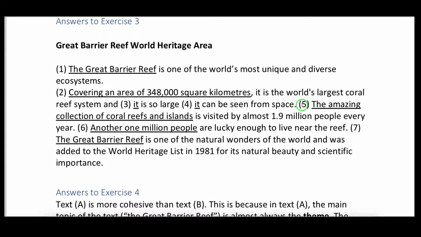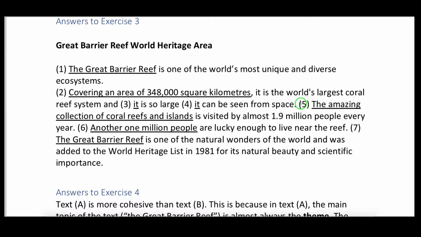In number 5, the amazing collection of coral reefs and islands, well, that's just another way of saying the Great Barrier Reef, right? So it makes sense that that is the theme of the sentence. It would be kind of strange to put that as the focus of the sentence because it's not new information. We already know this reef and we want to say something new about it.